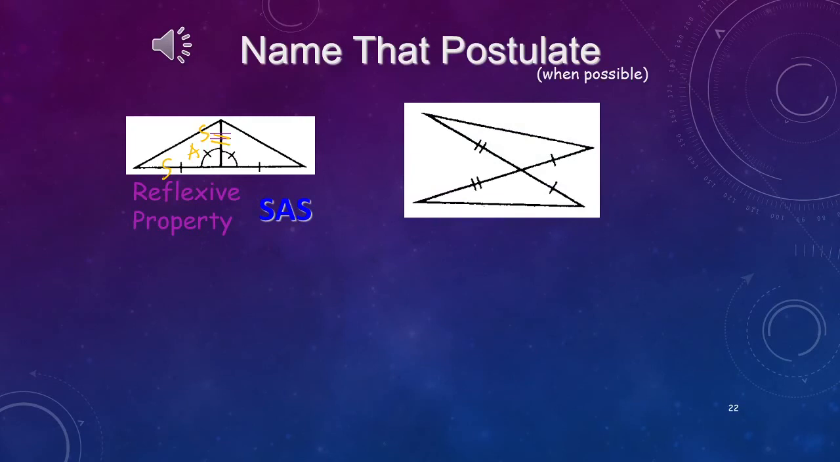Next, what about this? Side angle side, sir. What will I put here? How do you call it? The vertical. Very good. Vertical angles. So they are congruent. This is side angle side.